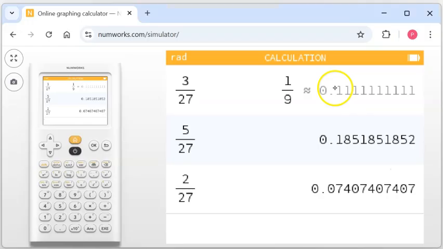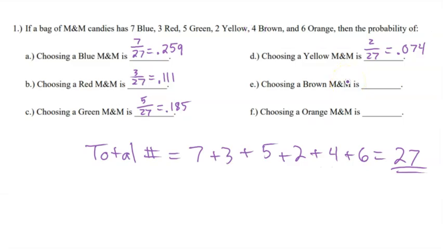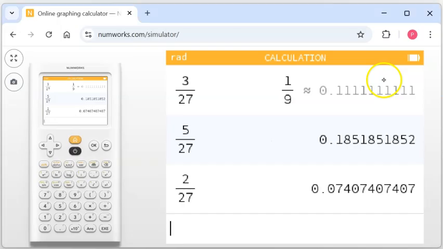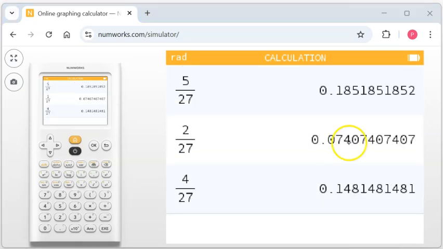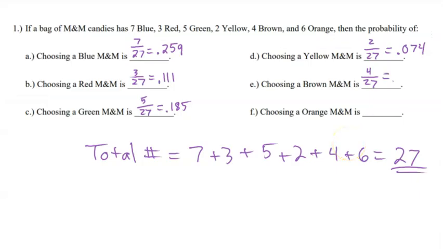There's 4 browns, and therefore we're going to say that it's 4 out of 27. And if we want the decimal, we can do 4 divided by 27, which is 0.148, which, by the way, is double 0.074. And because 4 is double 2, okay, that makes sense.